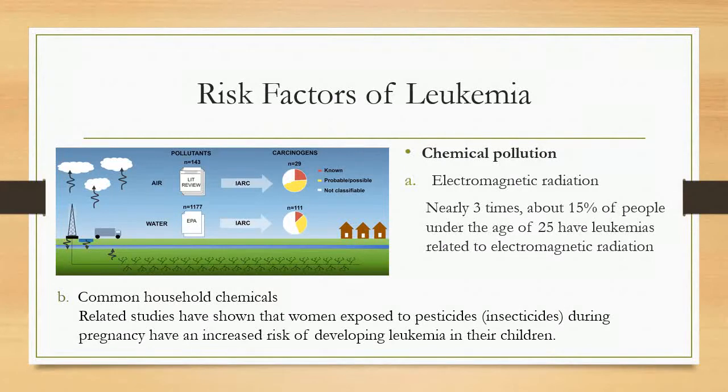Electromagnetic radiation has a leukemia-causing effect, and its effect is related to the radiation dose and the radiation site. Based on the literature, nearly 15% of people under the age of 25 have leukemia related to electromagnetic radiation. As for household chemicals, related studies have shown that women exposed to pesticides during pregnancy have an increased risk of their children developing leukemia.